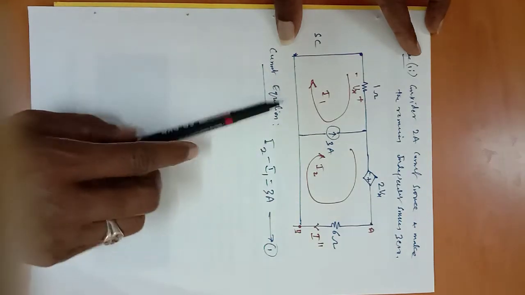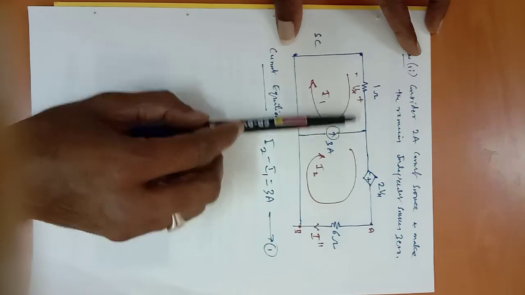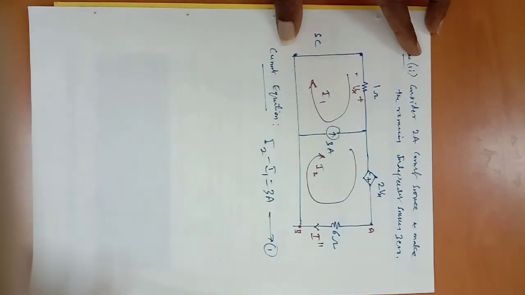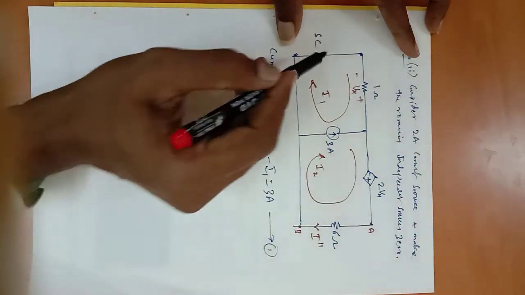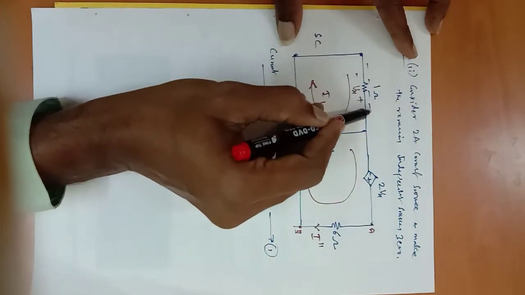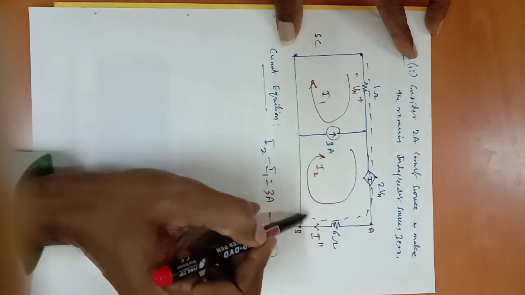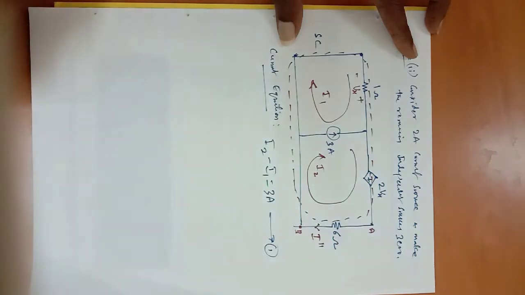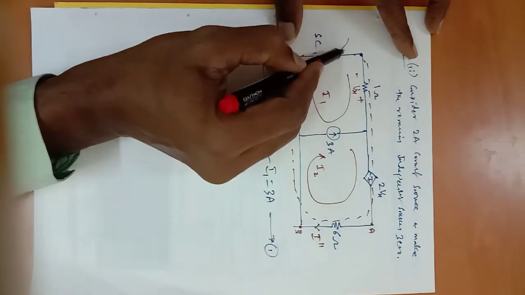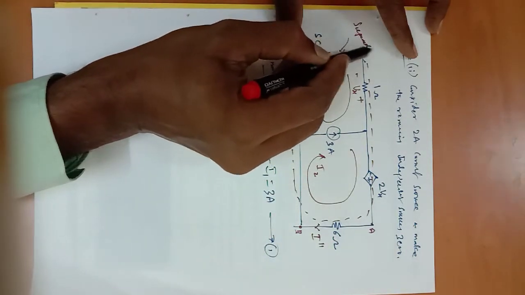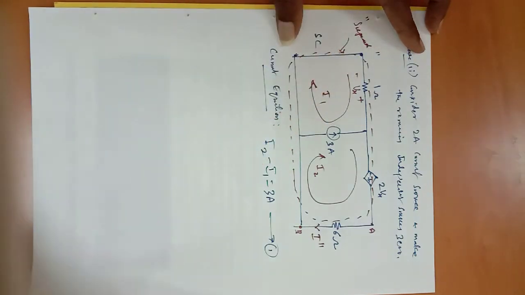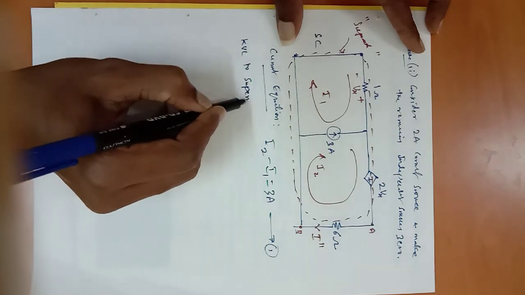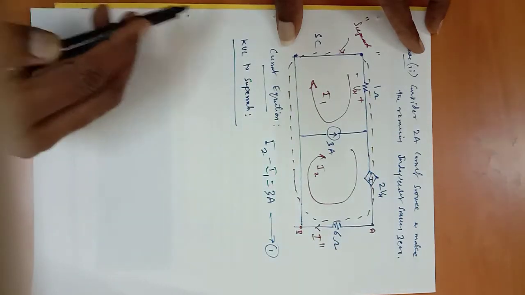Suppose you avoid this ideal current source, assume that this is not there, then you are going to get a closed loop that can be taken as super mesh because this path does not have any current source. So you show it in dotted lines to represent that it is a super mesh. So this is the super mesh. Now let us apply KVL to super mesh.